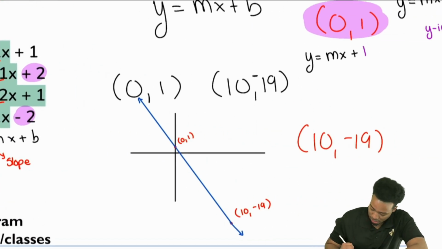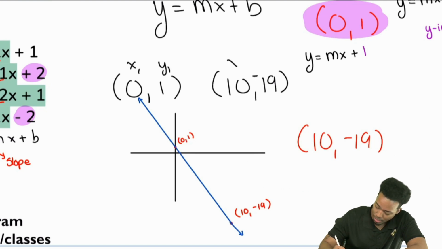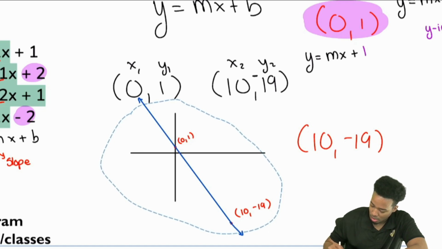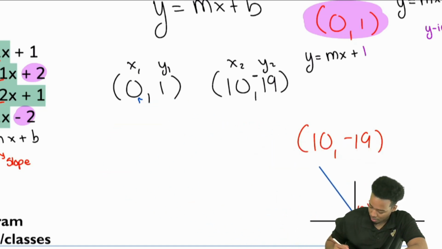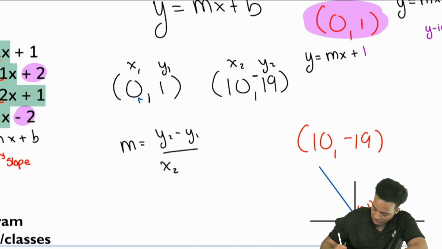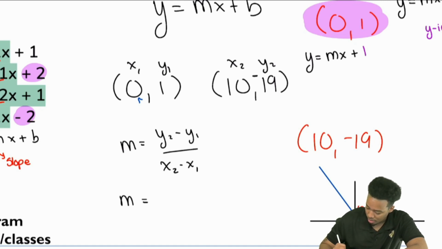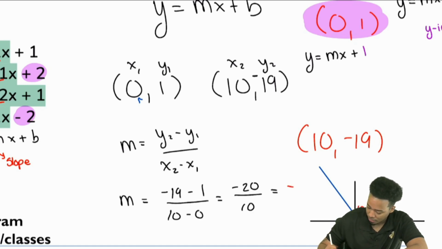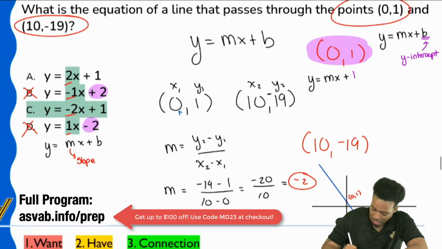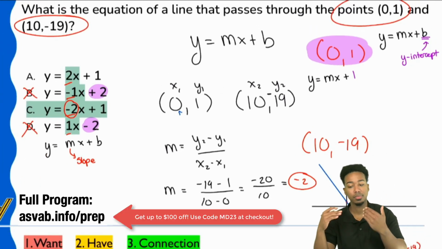So we can treat this like x1, y1, x2, y2, and fill in our formula. Slope equals y2 minus y1 over x2 minus x1. And if we fill this in nice and easy, we end up getting negative 19 minus 1 over 10 minus 0. So that'll end up being negative 20 over 10, which is negative 2. The only answer with a slope of negative 2 is C.